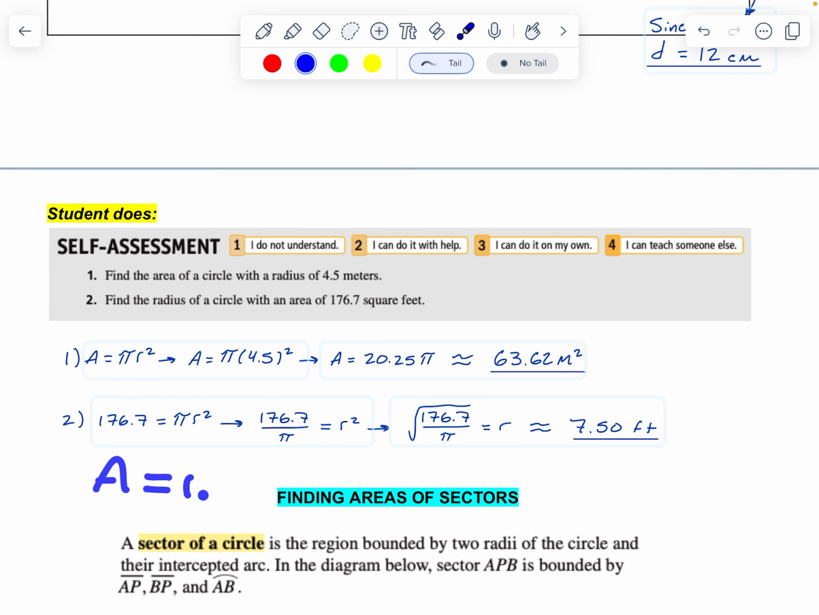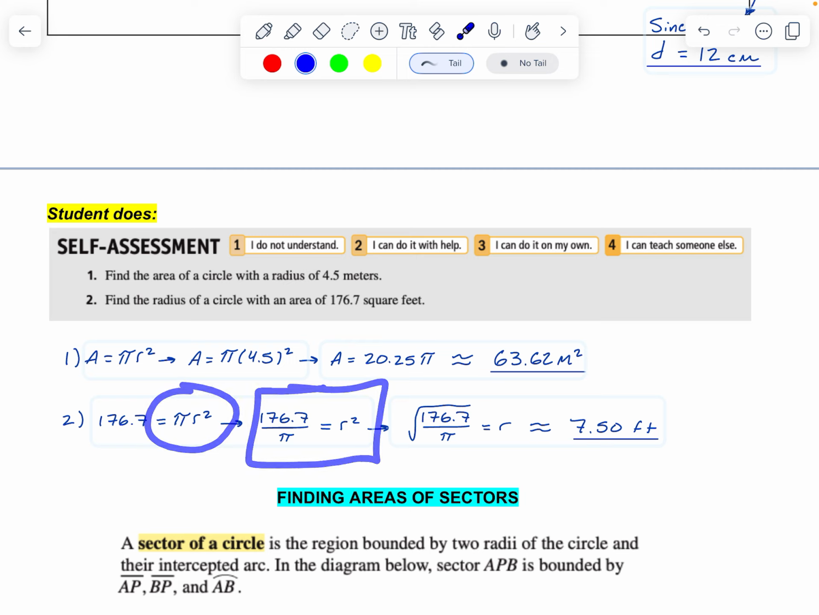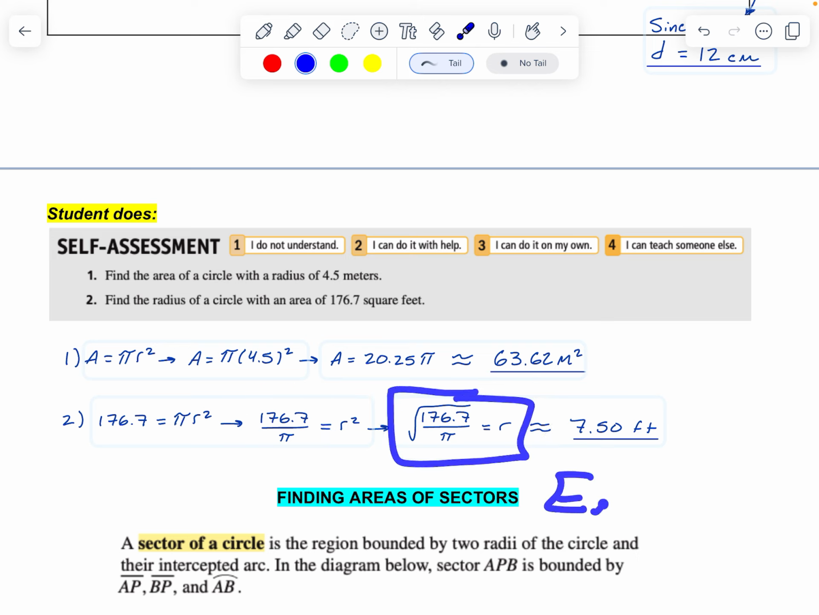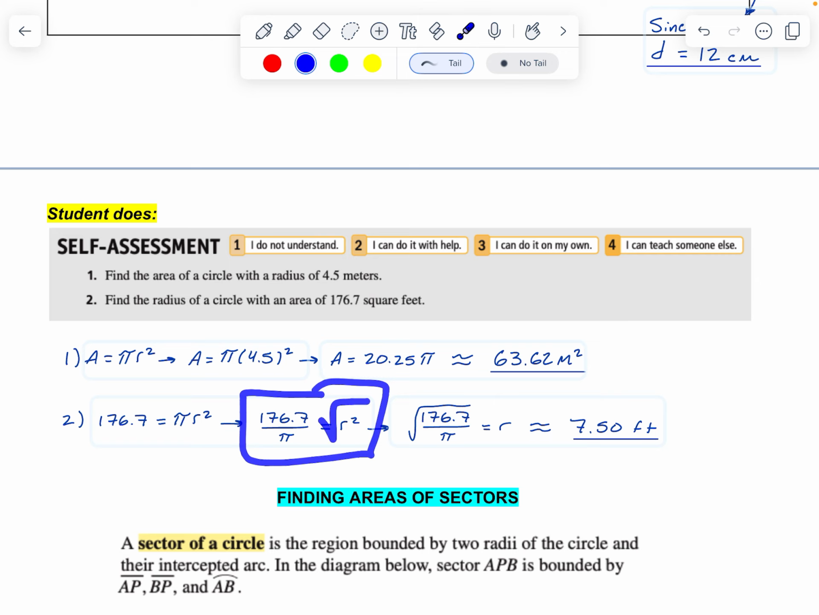Area is equal to pi r squared, except in this case, area is 176.7. Divide by pi, take care of the pi first, then we take the square root of both sides to get r by itself. This would be exact, but I'm not often going to ask you to do that, right? So once you get to this step right here, just take the square root and tell me what you get, 7.50.